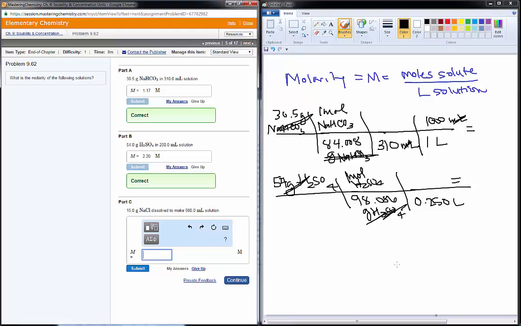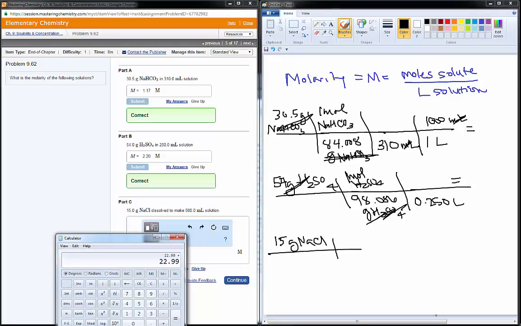And finally, 15 grams of NaCl. I forget the molar mass that we calculated there. 22.99 for the sodium, 35.45 for the chlorine. There we go, 58.44 for sodium chloride.